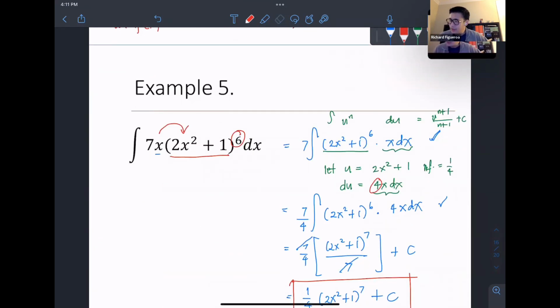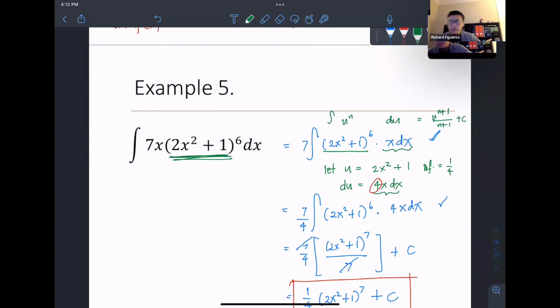Just like in this given example, how do we designate which one is u? Just by looking at the integrand, a function which is raised to a certain exponent is surely a candidate for the power form. In this case, the one that is raised to 6 is 2x squared plus 1, which makes it eligible to become the value of u. So u here is 2x squared plus 1.